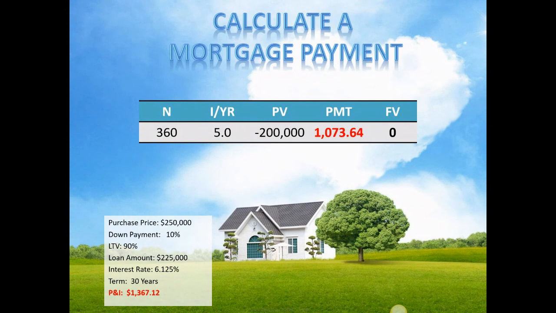So now they were paying $1,367. Now they're only paying $1,073. They got a better interest rate and they're putting down $50,000 rather than $25,000. So they are really hammering away at those monthly payments. But you can also see that changing the interest rate dramatically changes the monthly payment, right? It took almost $200 off the monthly payment just going from 6.1 down to 5.0.